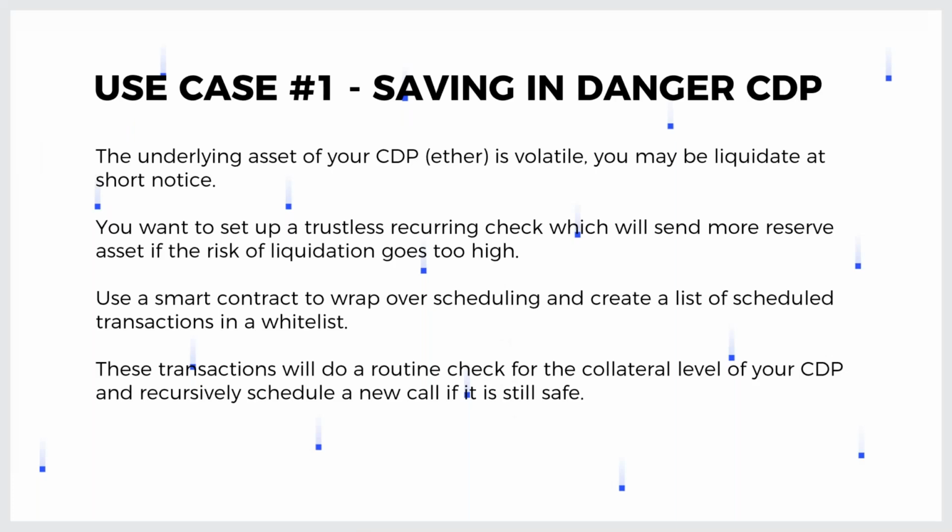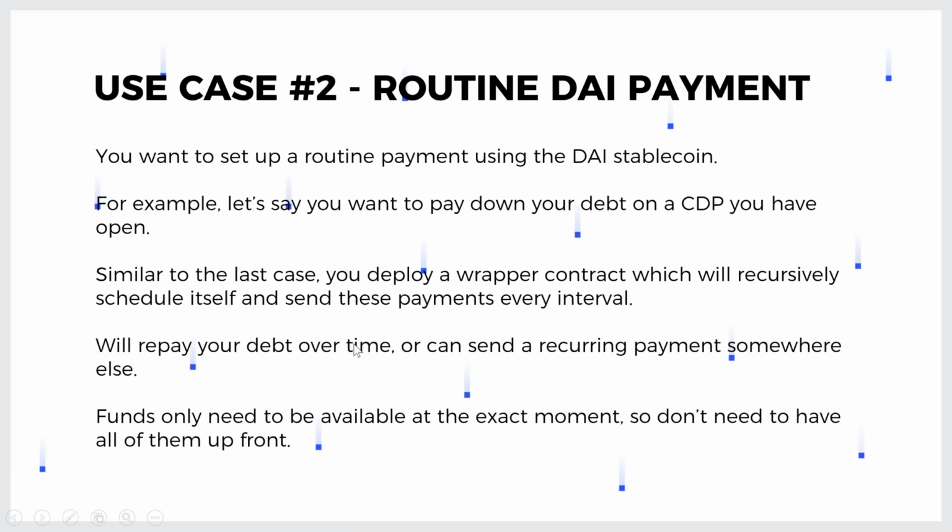So that's the idea behind using the Ethereum alarm clock to save your MakerDAO CDP. And for the second one, I'll talk about how to do a similar thing with a different purpose. What if you wanted to use the Ethereum alarm clock to schedule a routine DAI payment instead of a routine collateral check?